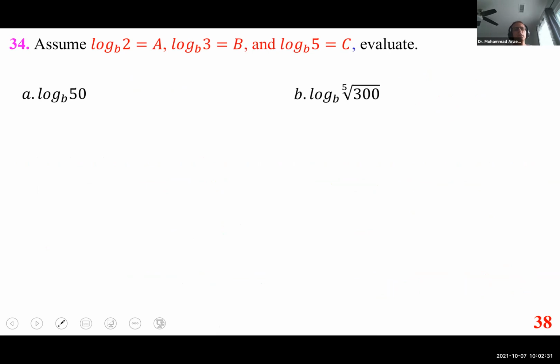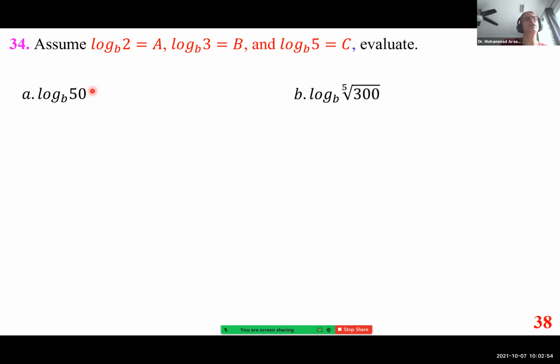If we assume log 2 is given as A, log 3 is given as B, and log 5 is given as C, with some base that we don't know what it is. We don't know the base. That means we can't calculate those values A, B, C, and we want to see how we arrive at the answer here. So here's the last question we are going to do.